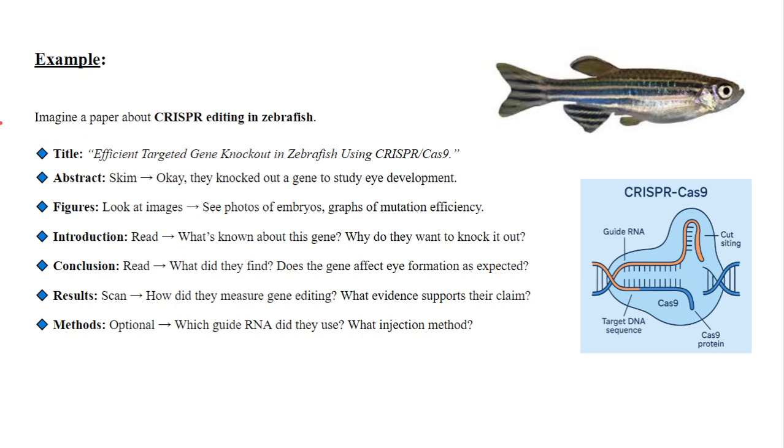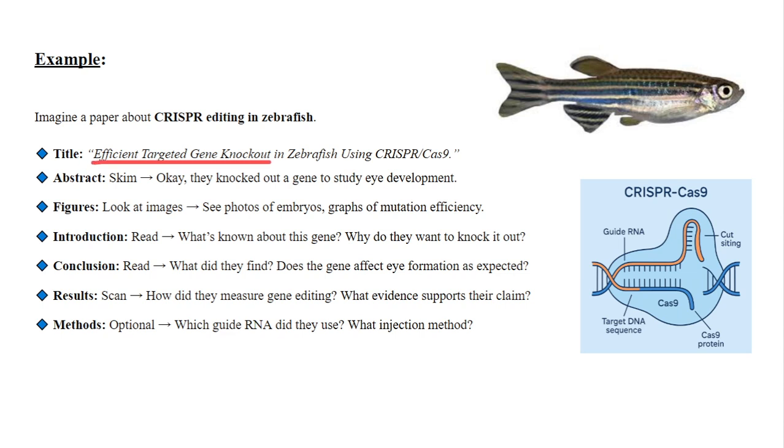Here they imaged the CRISPR editing in the zebrafish. This is a zebrafish used for CRISPR editing. This is CRISPR Cas9, the most advanced studies. Okay, they are doing CRISPR studies. The title they gave: Efficient targeted gene knockout in zebrafish using CRISPR Cas9.